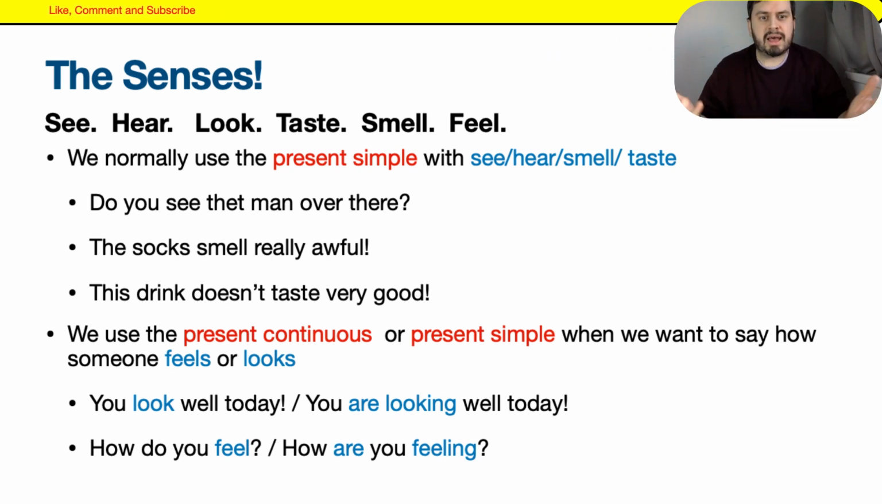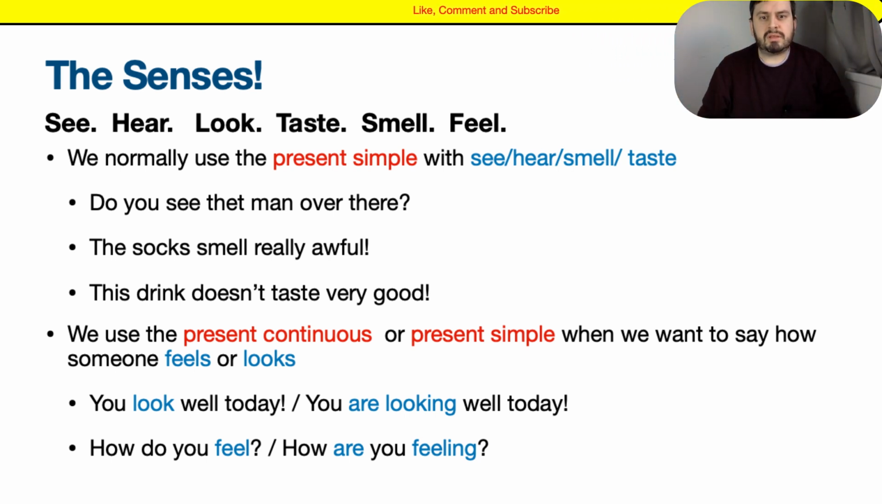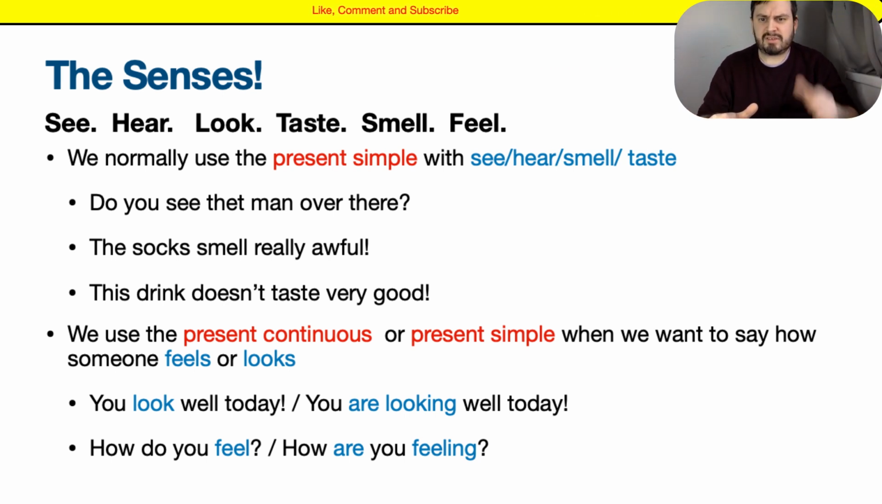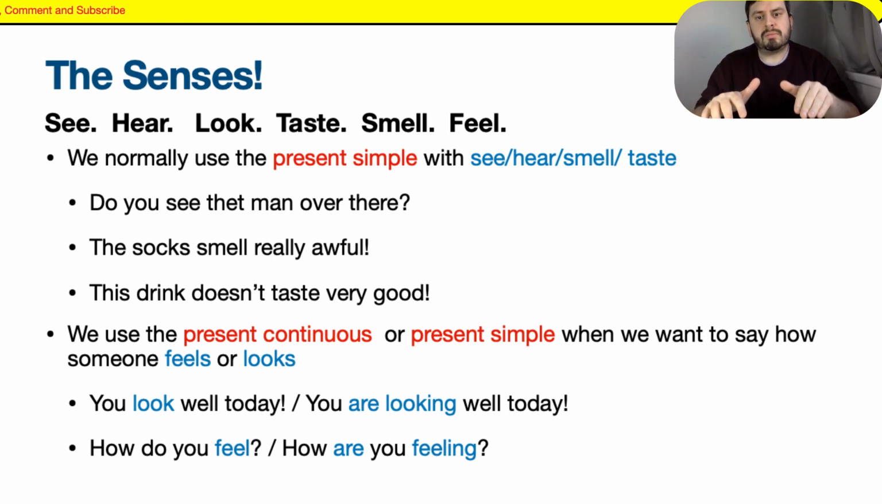However, here we have the senses. See, hear, look, taste, smell, feel. Here we need to remember that with see, hear, smell and taste, we need to use present simple, again, even if we're talking about now. Do you see that man over there? These socks smell really awful. This drink doesn't taste very good. They're all about now, okay? But we're using the sense verb in present simple.